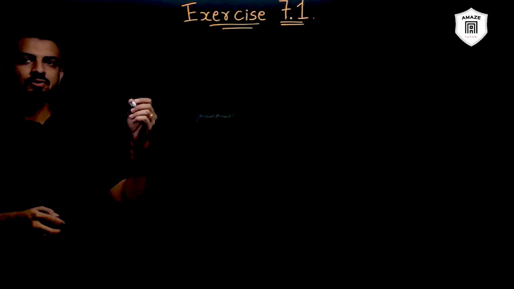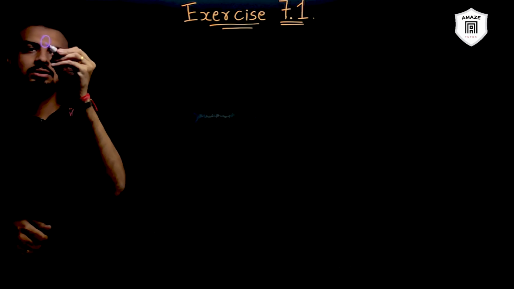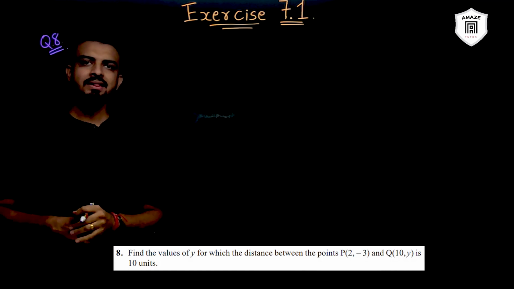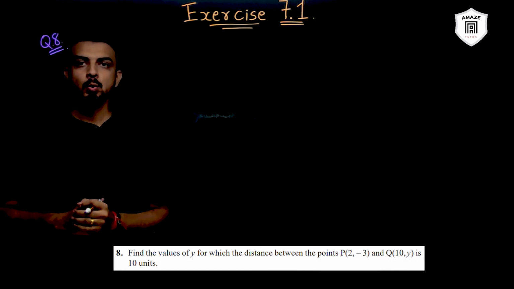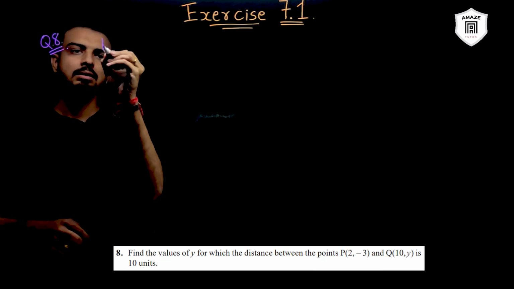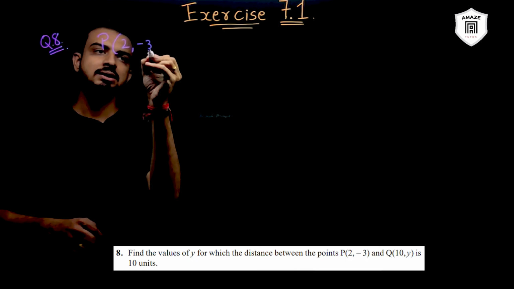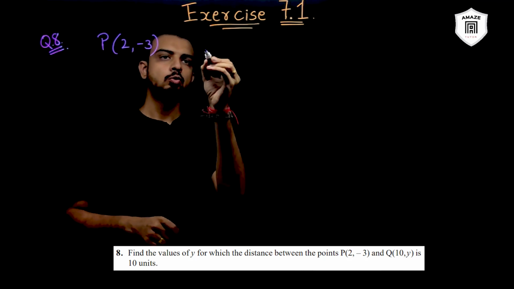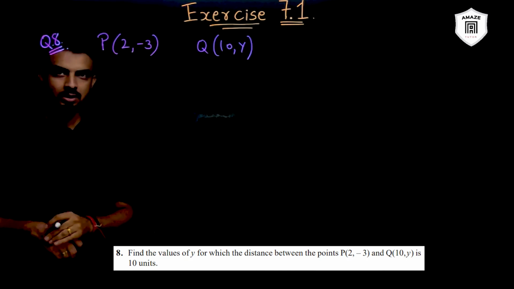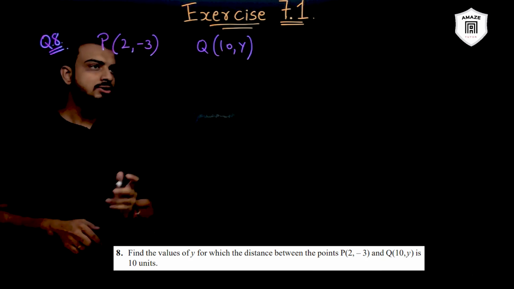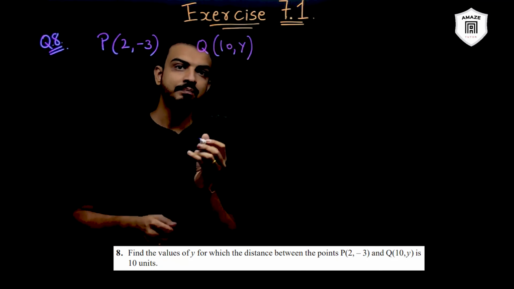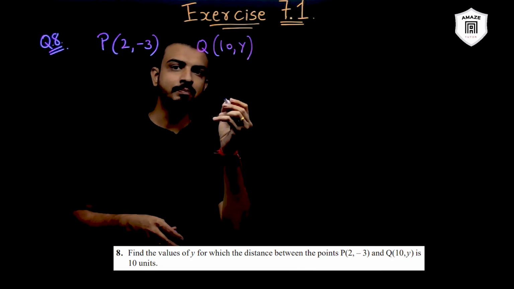The last important question from this exercise is question number 8. So what is given here? Find the values of y for which the distance between the points P 2 comma minus 3 and Q 10 comma y is 10 units. So what they are asking us is to figure out the value of y, right? So as per the question, find the values for y. So yes, we can have multiple values also.